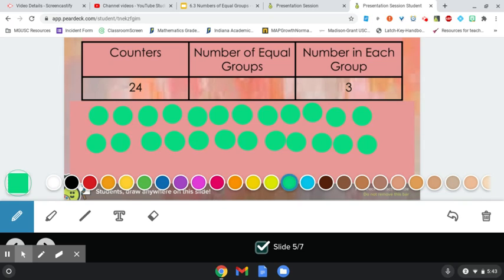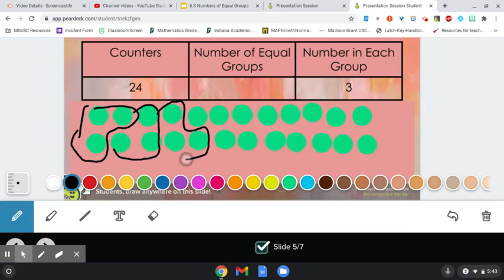So, how many groups of 3 are in 24? By now, you should have drawn it yourself and answered the question, but we are going to go over it to make sure that we all understand how we get the answer. So, I'm going to circle 3, and then another 3, and then another 3, and then another 3, and another 3, and it just keeps going until there are no dots left.